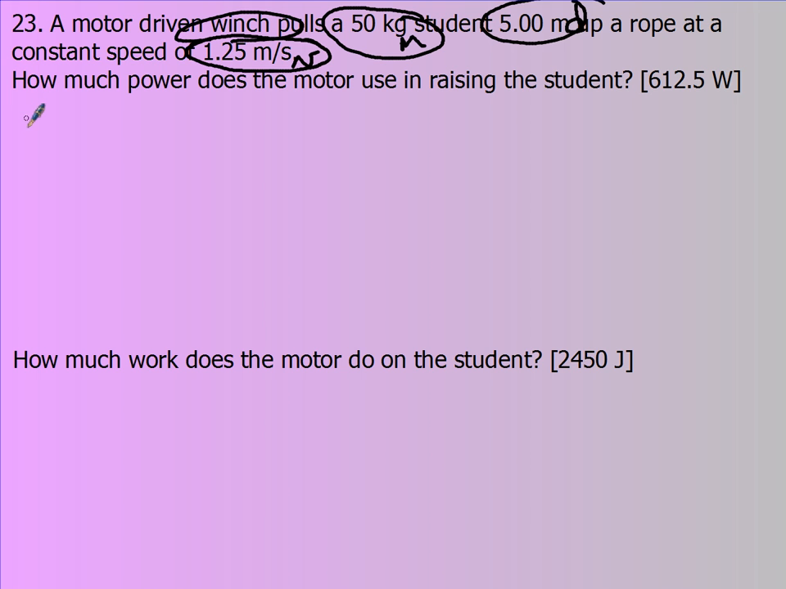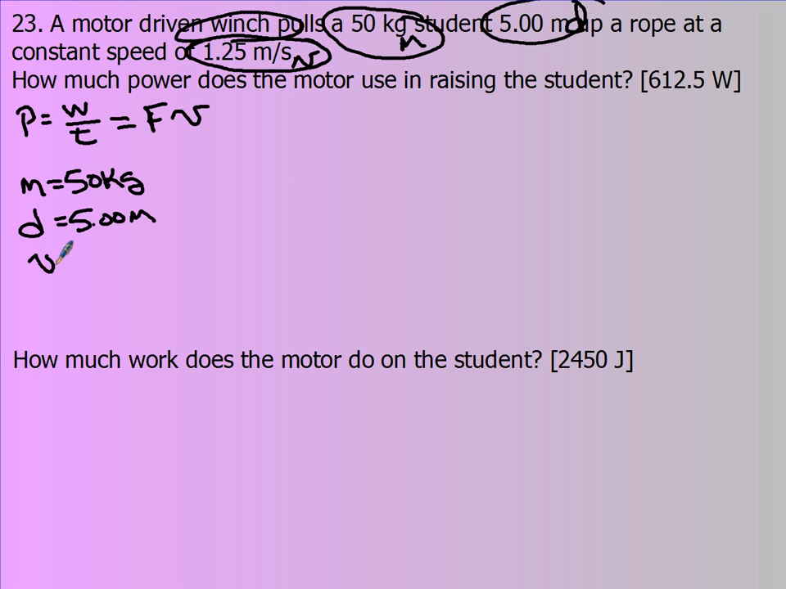Let's look at our formulas. Power is equal to work divided by time, but I don't have that. I also know power is equal to the force applied times the speed. So let's write out our givens. The mass is 50 kilograms. The displacement is 5 meters. And speed is 1.25 meters per second.